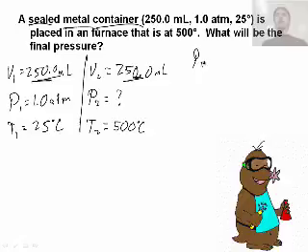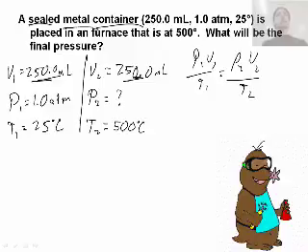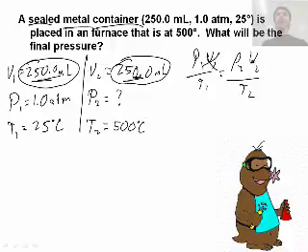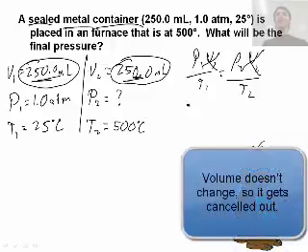So again, P1 V1 over T1 equals P2 V2 over T2. No mention of moles, so we're not going to do that. Now, the volume is the same, 250 milliliters on both sides. We can ignore volume because it did not change. So we're left with P1 over T1 equals P2 over T2, a gas law that we've used before. So let's plug the numbers in.